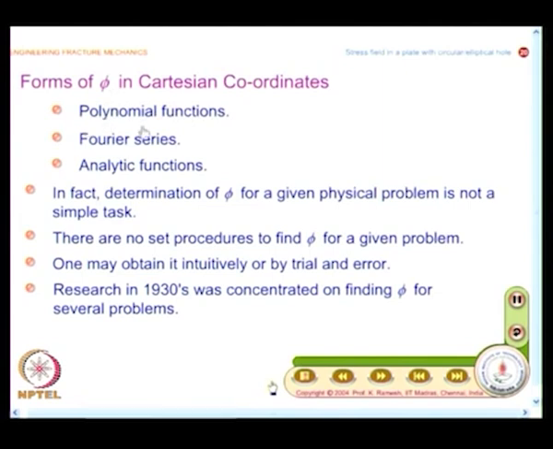and phi could be a polynomial function. That is the simplest to think of. You can take different orders of polynomial that satisfy the biharmonic equation and investigate what physical problem it solves. You could also have phi represented in terms of Fourier series.